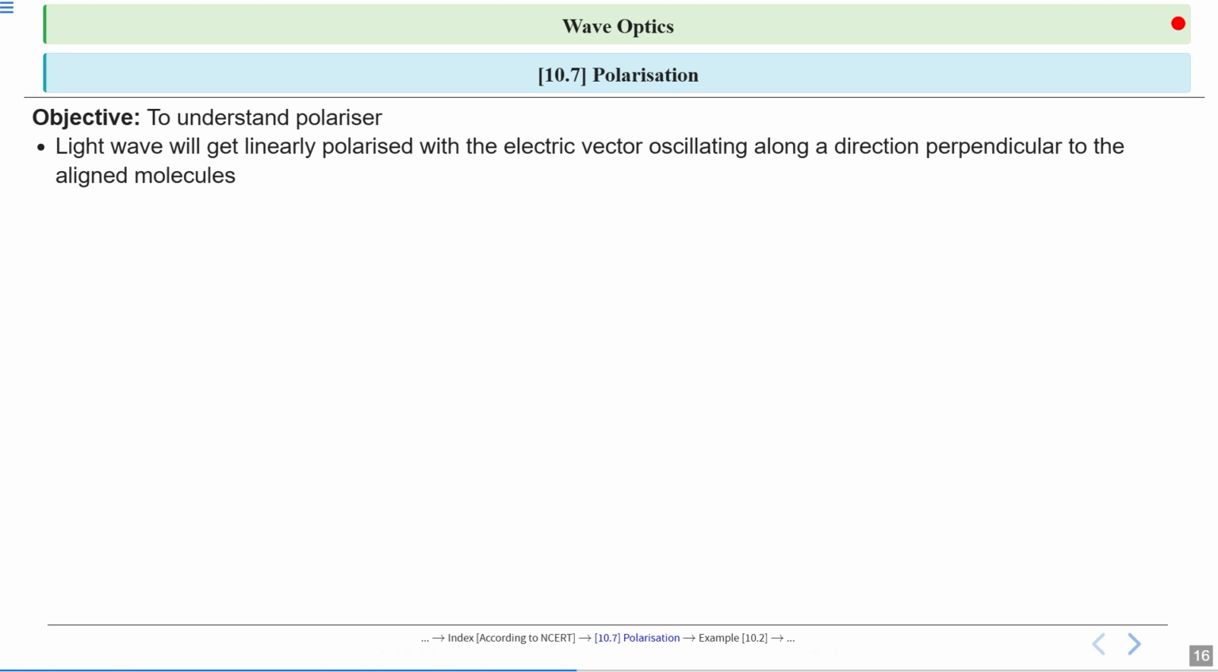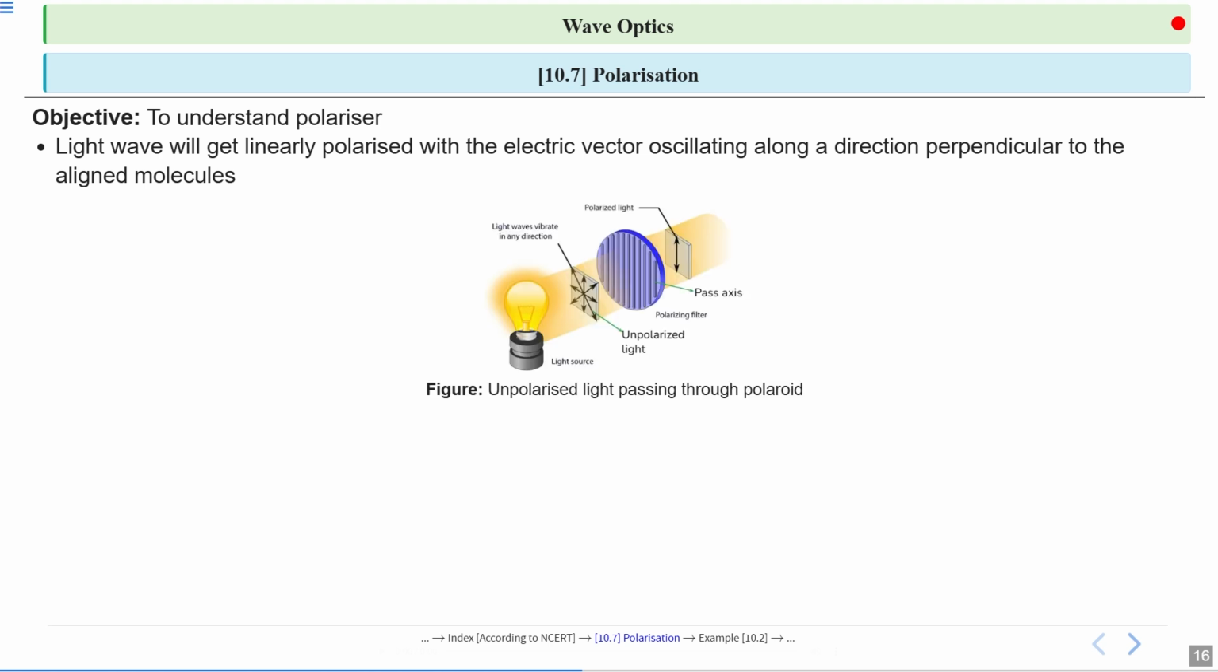Okay, so what happens when light passes through a polarizer? Light waves become linearly polarized, meaning the electric vector of light oscillates in a specific direction. This direction is perpendicular to the alignment of molecules in the polarizer. Here we have a visual representation of unpolarized light passing through a Polaroid. This image helps us understand the process of polarization. As you can see, the light entering the Polaroid is unpolarized, and the Polaroid filters the light, allowing only certain oscillations to pass through. This is a key concept in understanding how polarizers work.